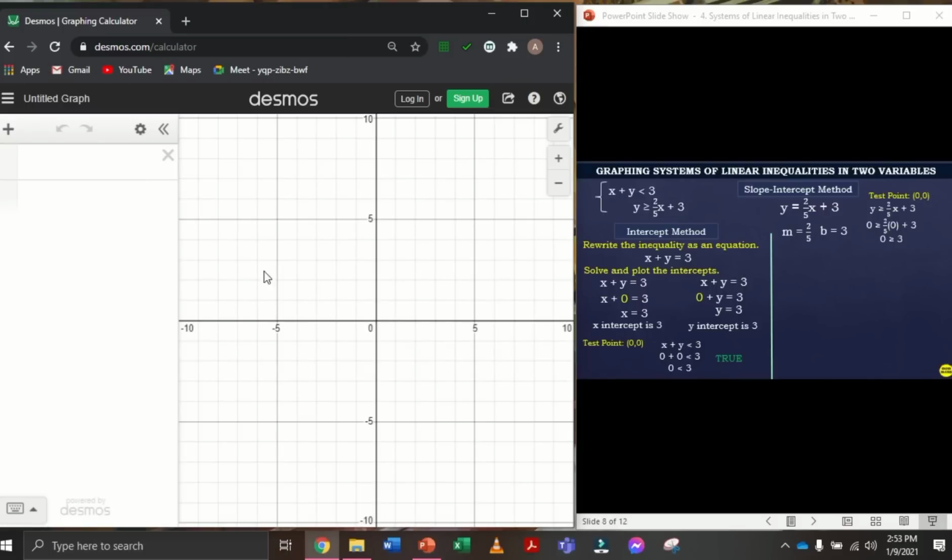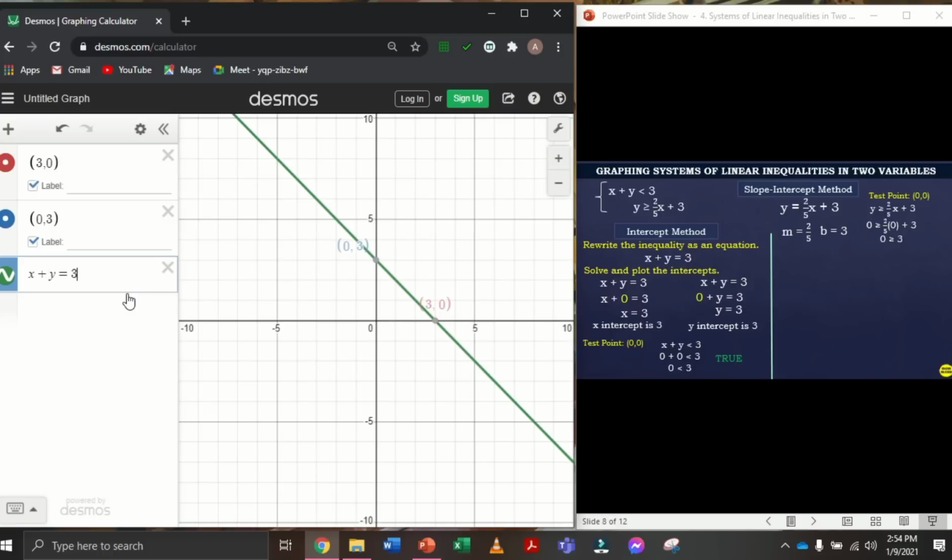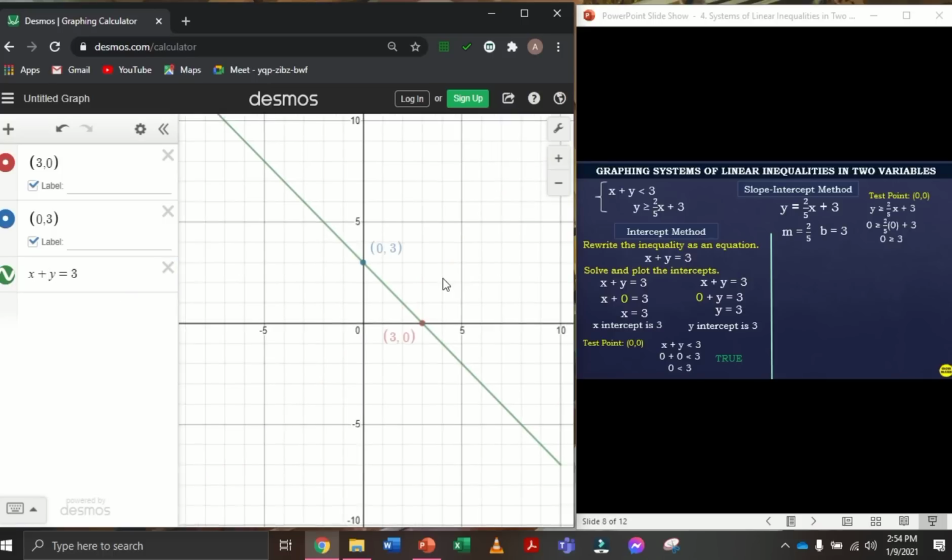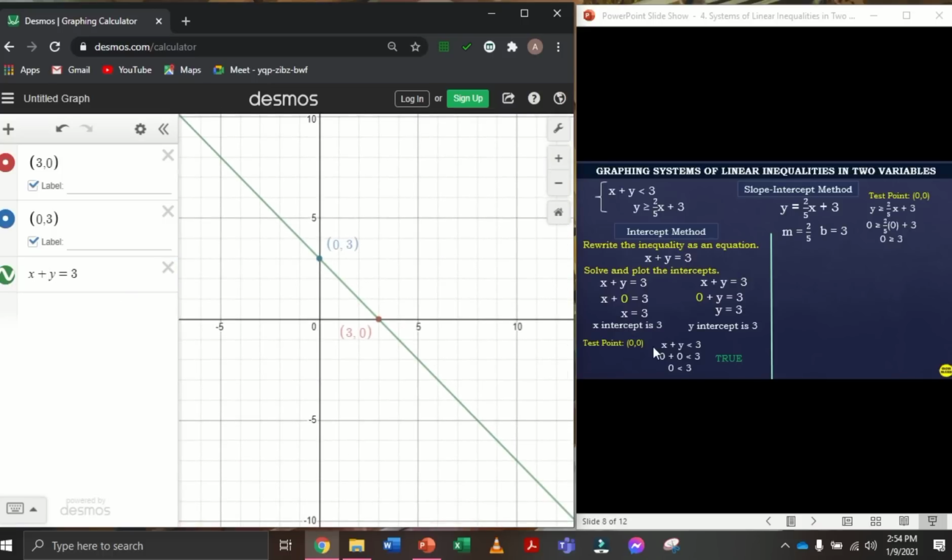So, let us graph. Una, i-graph natin yung first inequality natin. Ang x-intercept 3, 0, ang y-intercept 0, 3. So, 3, 0, lagyan ng label. And then 0, 3, lagyan ng label. And then, para makonect natin, we will use yung equation. Okay? So, x plus y equals 3. Ayun, na-connect na po.